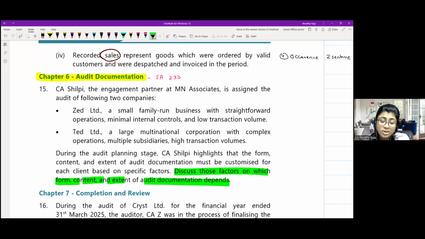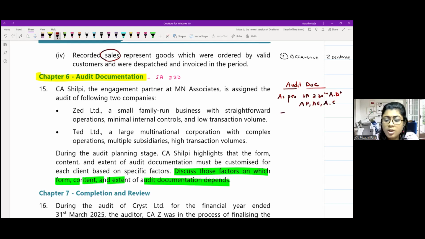Above it's like a story. Partner, assigned, small, large business. So what are the factors? Very good. There are 7. It's a direct question. How will you write? Put a heading, audit documentation. Now, as per SA 230, audit documentation includes audit procedure, audit evidence, audit conclusion. Form and content of audit documentation depends on the following factors.